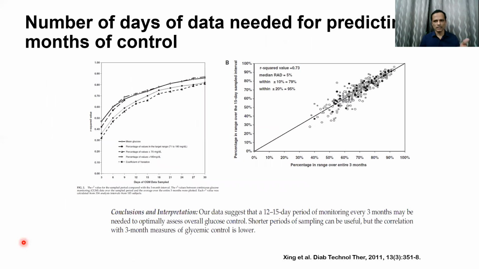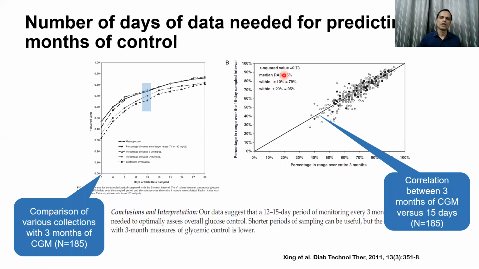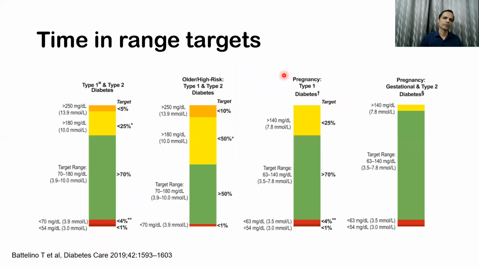Now, this and a couple of more studies. This study was done over a period of 3 months on 185 subjects, and it was found that if we have data of 14 or 15 days, that data predicts the outcomes over a period of 3 months in terms of mean glucose and HbA1c in a better way, with an R-square value of about 0.7 in this study, and there's another study where the R-square value is 0.84. So that is the reason why 14 days of data is recommended to predict outcomes over the subsequent 3 months.